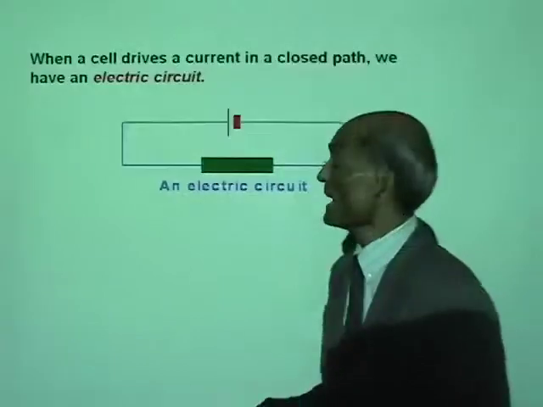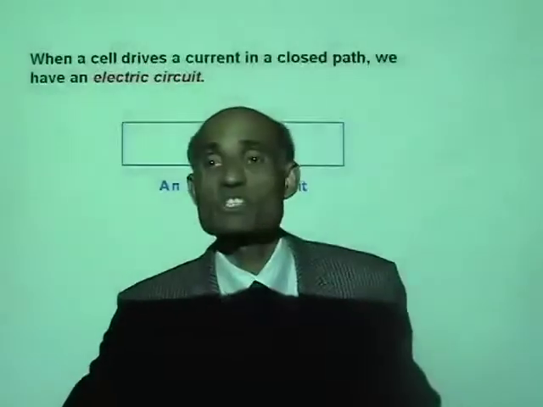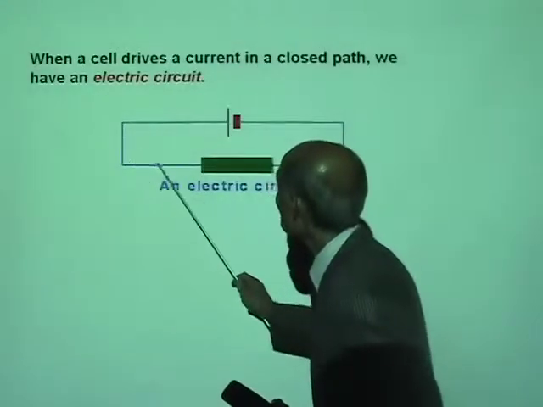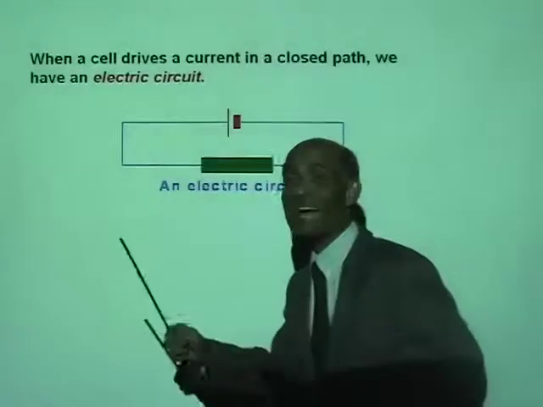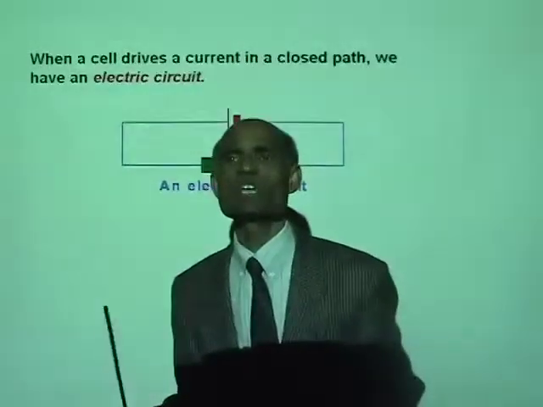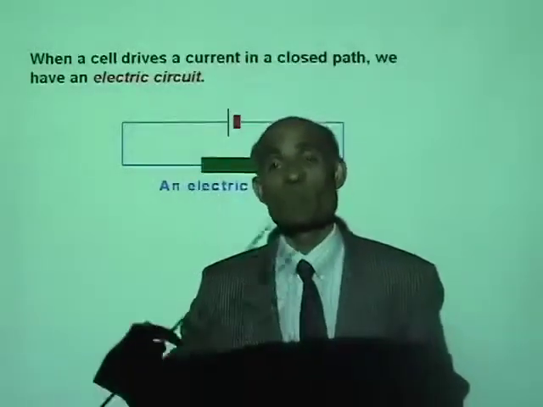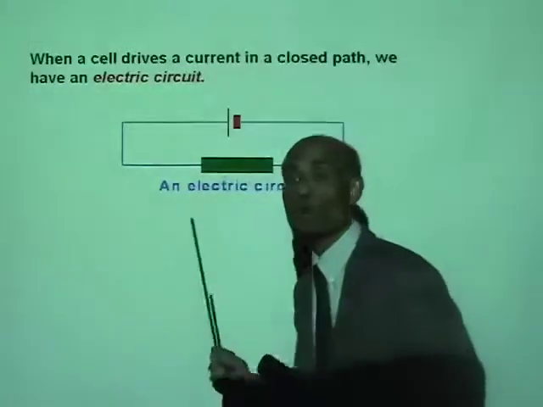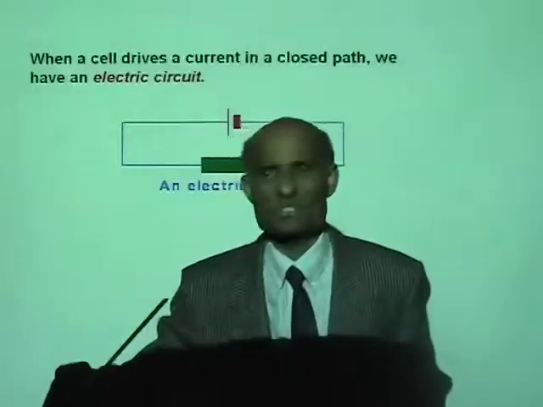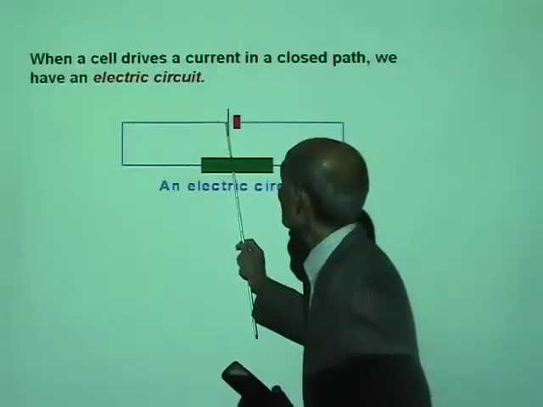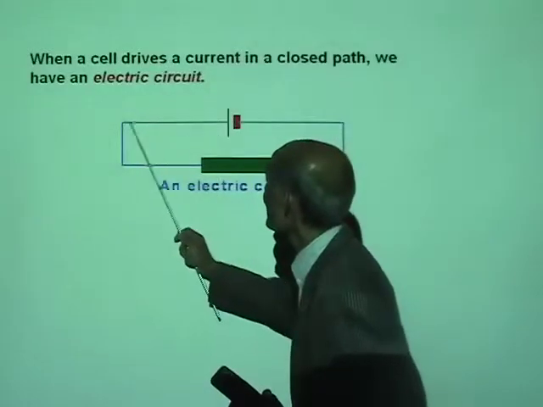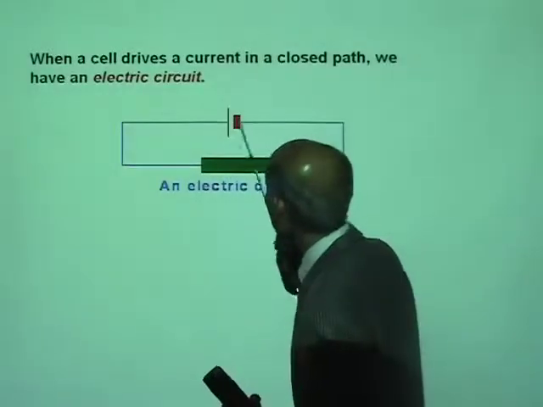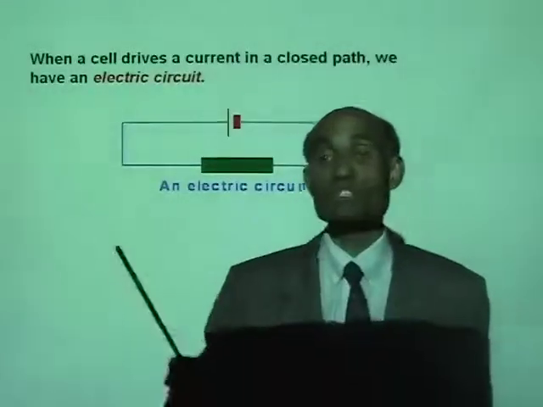Alright. Now this is how we draw an electric circuit. This is a cell, and we allow the electric current to flow through an external load. You see, if you have a bulb connected, the bulb is the external load. Now this is something that we're going to call from now on a resistor. Alright, so we have the cell connected by means of a conductor to a load in a closed path. We have an electric circuit.